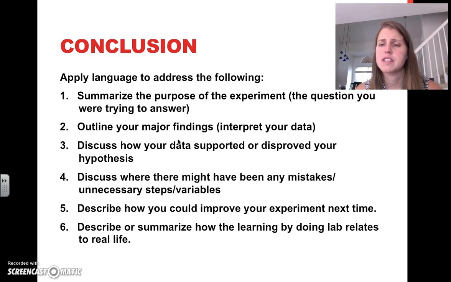Discuss where there might have been some mistakes, maybe where you and your group didn't work well together, or maybe someone misread something, or maybe a tool might have been off. You want to analyze all the different areas where these little mistakes might have happened. You want to explain how you might improve your experiment next time. So if you were to do this all over again, what might you do differently that might allow you to get more accurate or precise data, or another experiment that you might want to test based on your conclusion for this experiment.